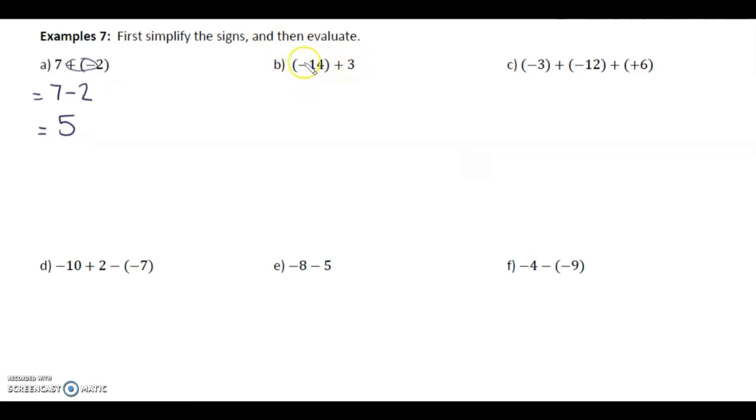Okay, negative 14 plus 3. We no longer have to write this with brackets. So we have negative 14 plus 3. Our two numbers are negative 14 and positive 3. Because they have opposite signs, we can subtract them. So 14 minus 3 is 11. And then we're going to take the sign of the bigger number, so negative.